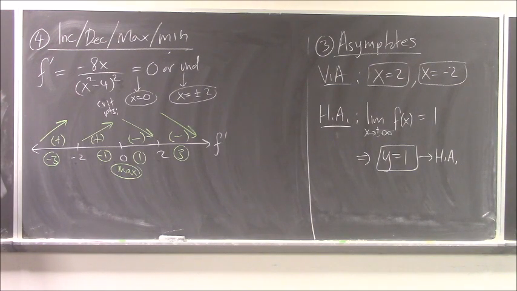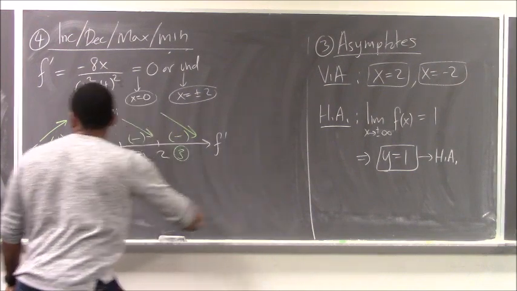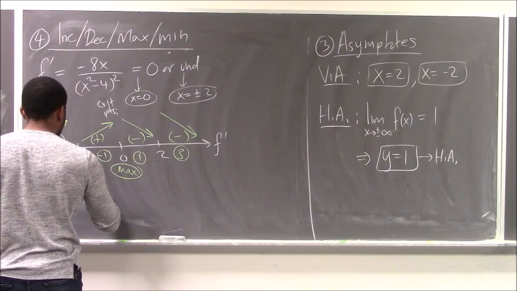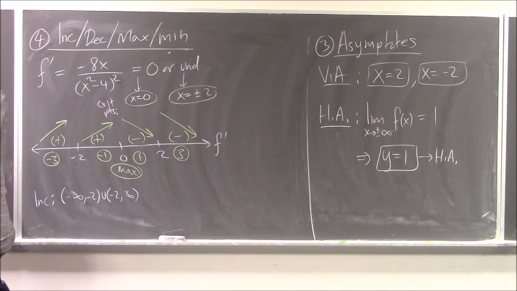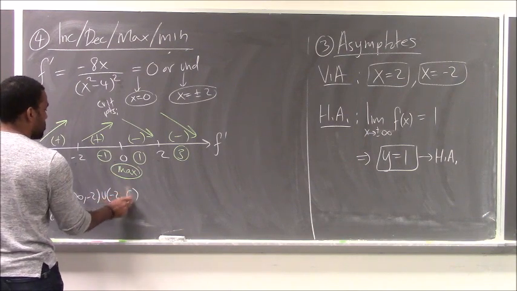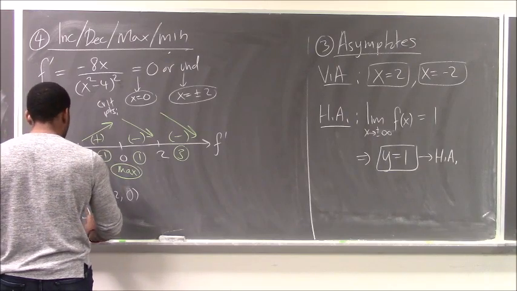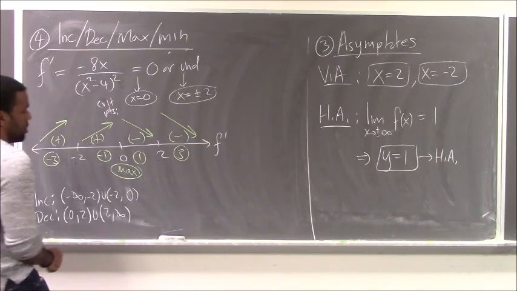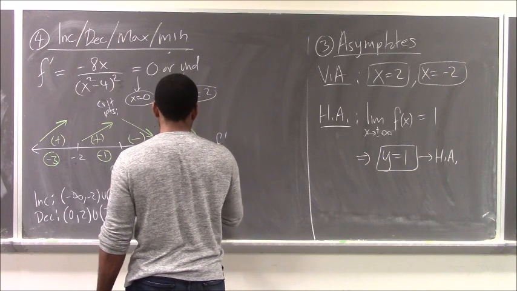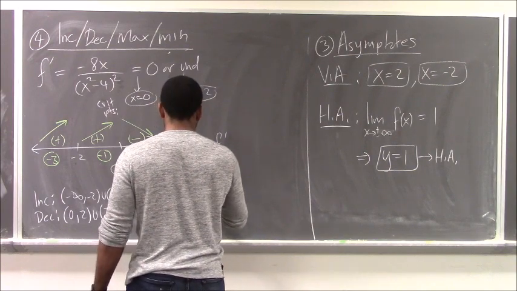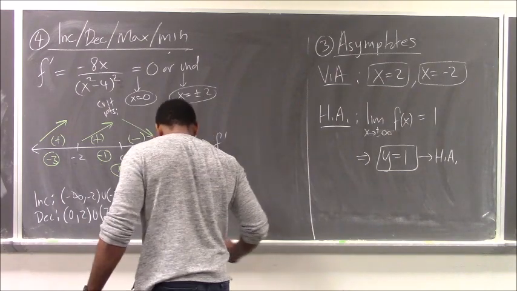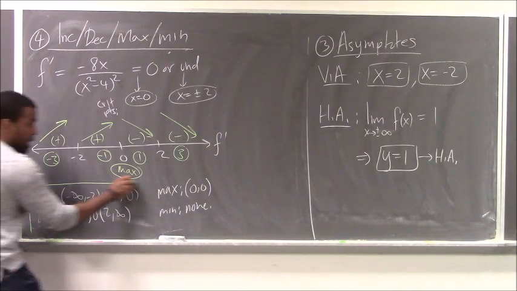Which, by the way, now we can actually write down a part of the answer. So we are increasing from negative infinity to minus 2, union minus 2 to 0. We are decreasing from 0 to 2, union 2 to infinity. We have a maximum, the maximum occurs at 0, 0. Minimum, we have none. So that is one of the answers we have here.